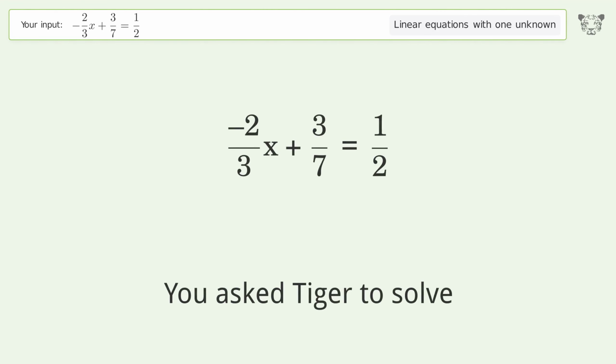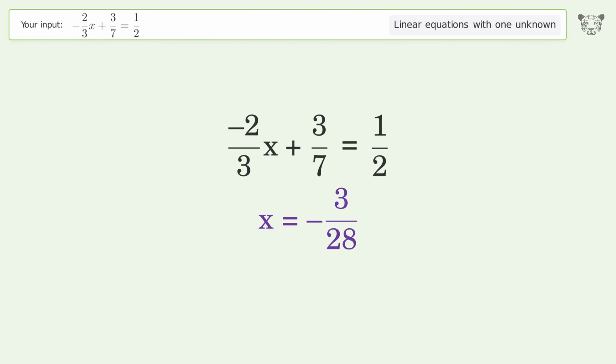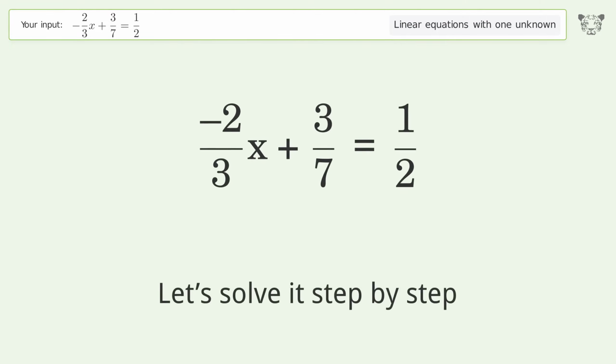You ask Tiger to solve. This deals with linear equations with one unknown. The final result is x equals -3/28. Let's solve it step by step.